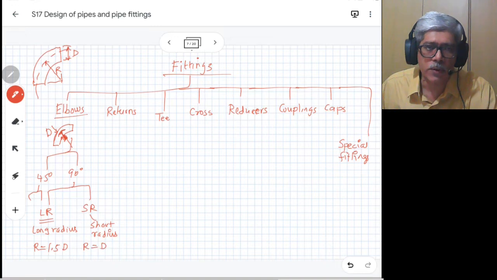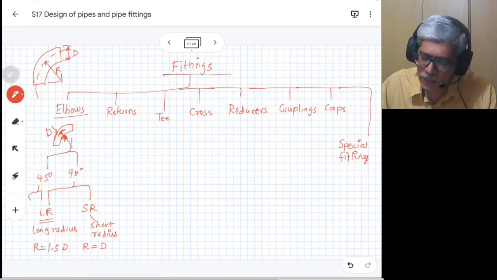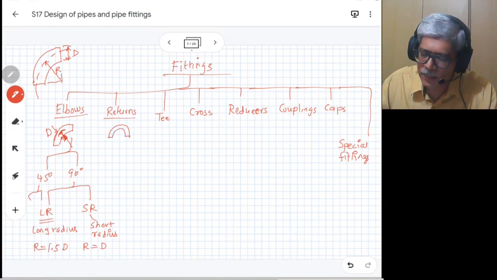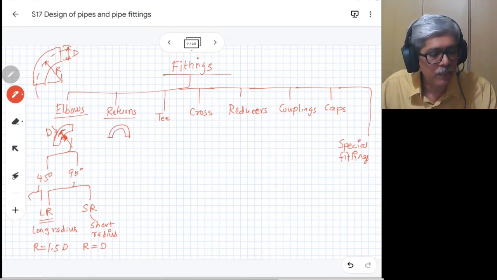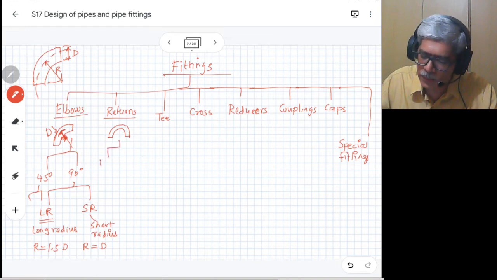Obviously, the short radius elbows will require lesser space. However, the stresses are more in that. So long radius elbows are usually preferred. Then there are returns. Returns are like 180 degrees bends. So you are having returns which are of 180 degrees. Again, here you have long radius and short radius.